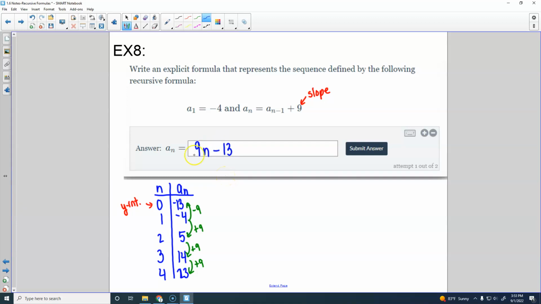You can check this really easily just by plugging in some numbers. If I plug in 0, 9 times 0 minus 13 gives me -13. There's that 0, -13. If I plug in 1, 9 times 1 minus 13 is going to be 9 minus 13. That gives me -4. That's what I have here. 9 times 2 minus 13 is going to give me 18 minus 13, which is 5. That's what I have for this term. So you can see that my formula is correct there.